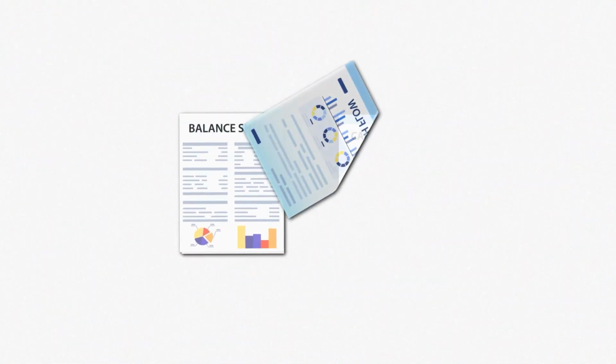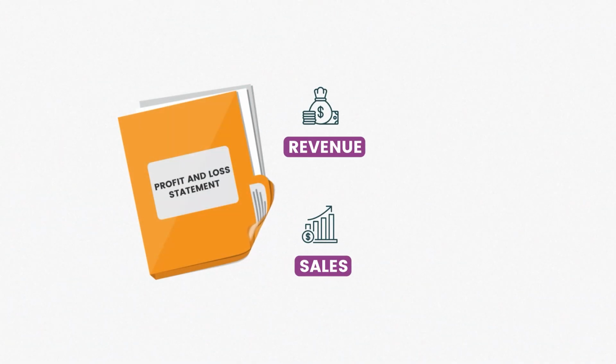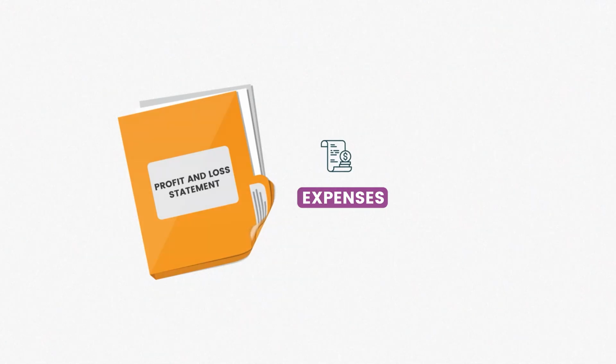So let's start out by addressing the question of exactly what is a profit and loss statement. A profit and loss statement is one of three financial statements, the other two being the balance sheet and the cash flow statement. Basically, with the profit and loss statement we're tracking all of the incoming revenues and sales during a certain period and all of the expenses that the company is spending in order to generate or achieve those sales.